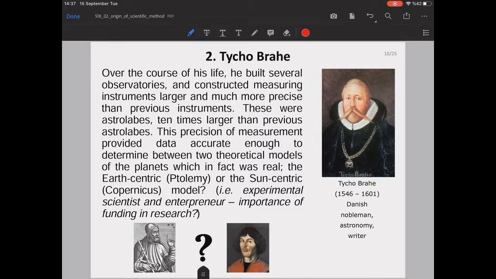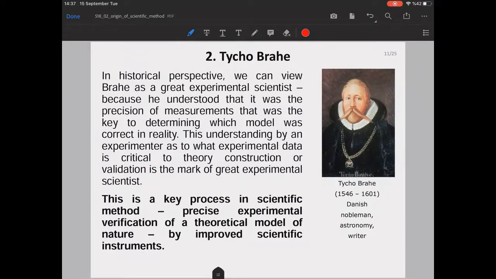We can say that Brahe was an experimental scientist and also an entrepreneur, because this tells us the importance of funding in research, because you need lots of funding or money to have such instruments. In historical perspective, we can view Brahe as a great experimental scientist because he understood that it was the precision of measurements that was the key to determining which model was correct in reality.